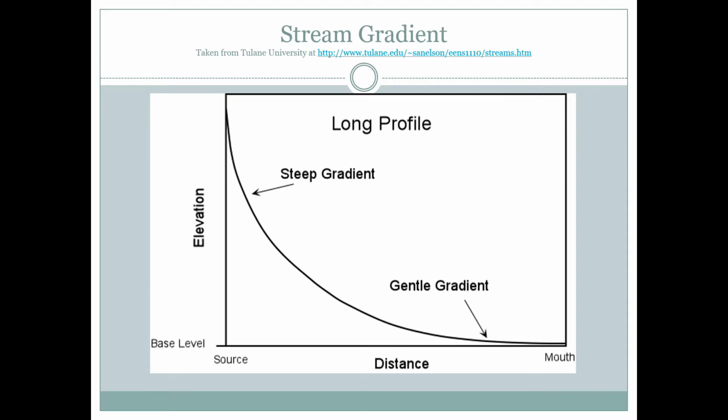This is a stream gradient profile. It's from the headwaters on the left, or the source, to the mouth of the river on the right. You can see that generally, this is just, again, a graphic representation of a previous slide, that as you go downstream, the further you get from the source, the closer you get to the mouth, the shallower, typically, the stream gradient becomes.